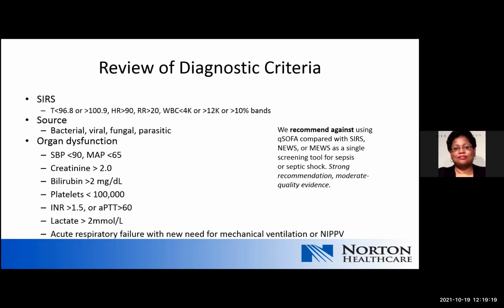You can consider the NEWS screening tool, the MEWS screening tool. Consider qSOFA. That helps determine the level of how likely the patient is to decline and end up in the intensive care unit, but it's just stating not to use that in isolation.